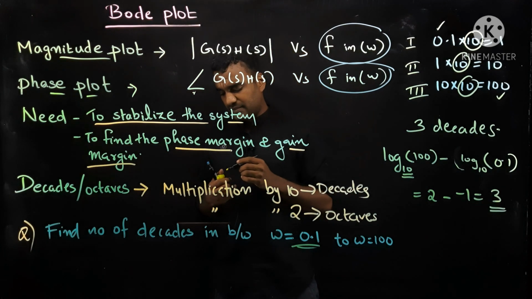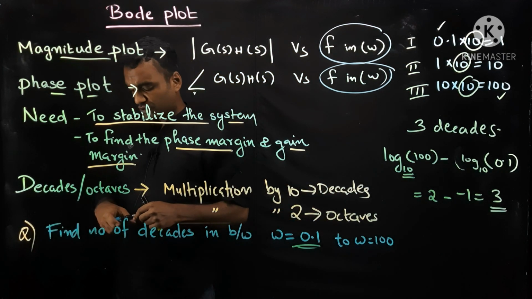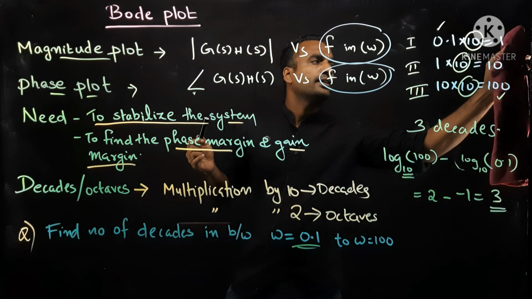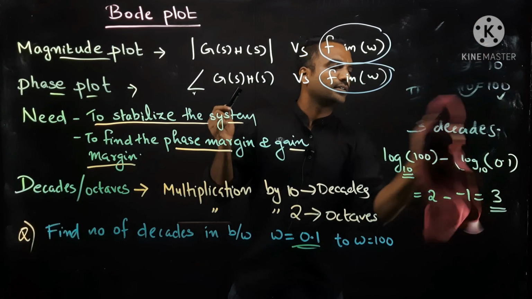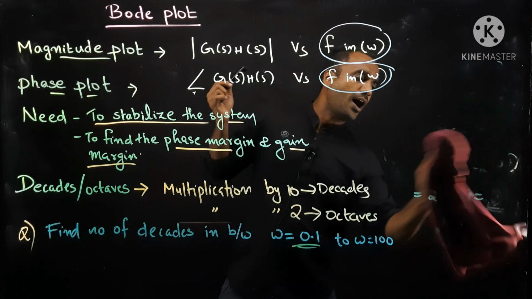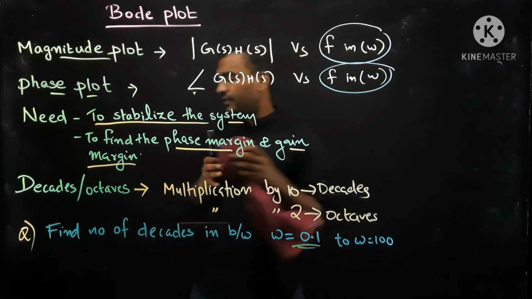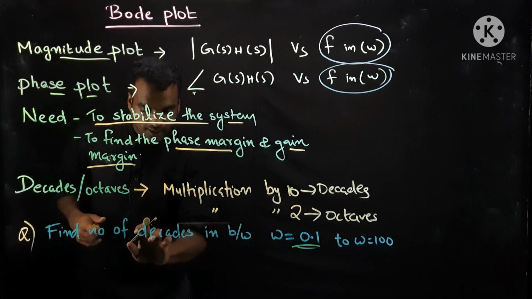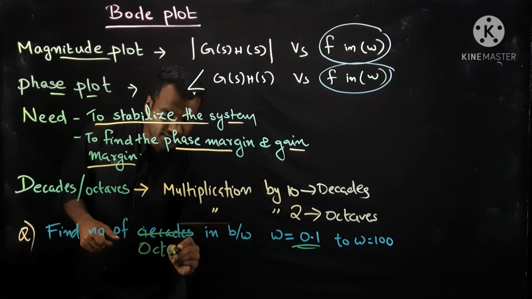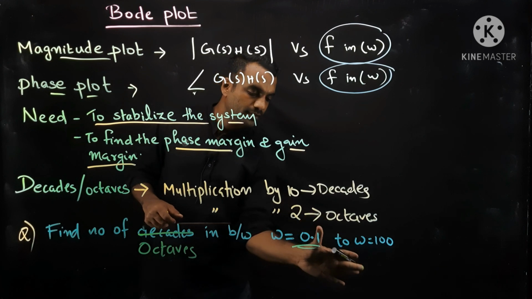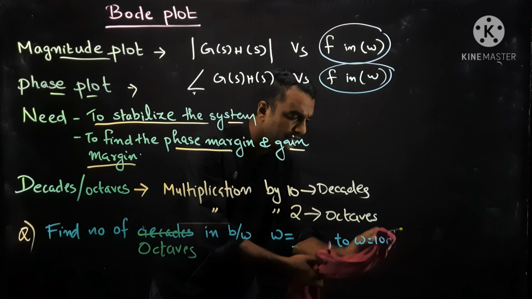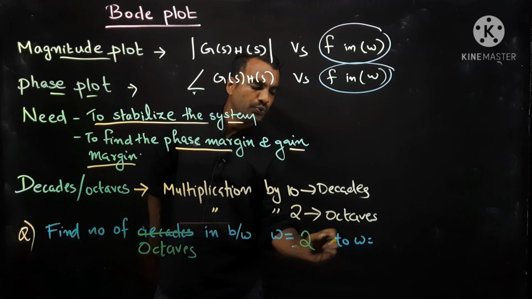Okay, now let me ask one more question. It's also interesting, similar to this. Let me rub these things. Now, this is my question. How many octaves are there in between 2 to 8? I am rearranging the question. How many octaves are there in between omega is equal to 2 to 8?